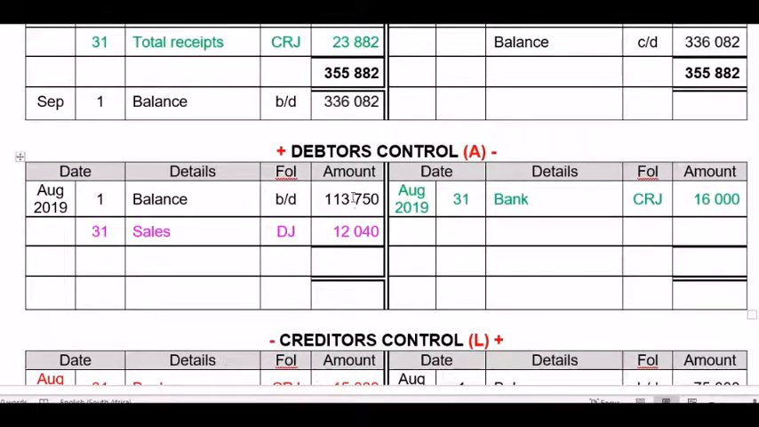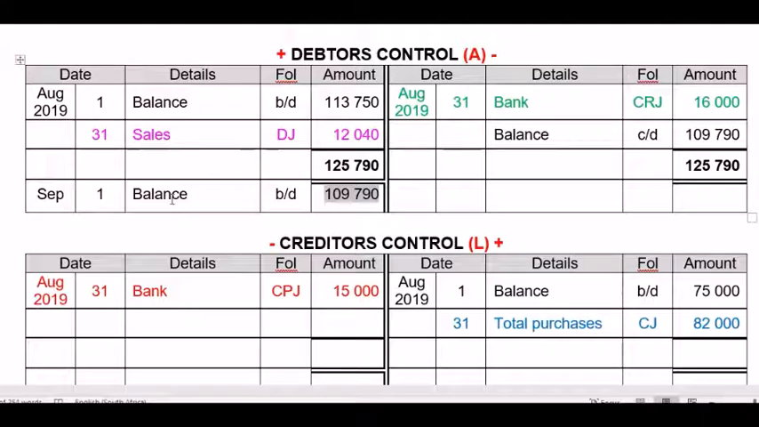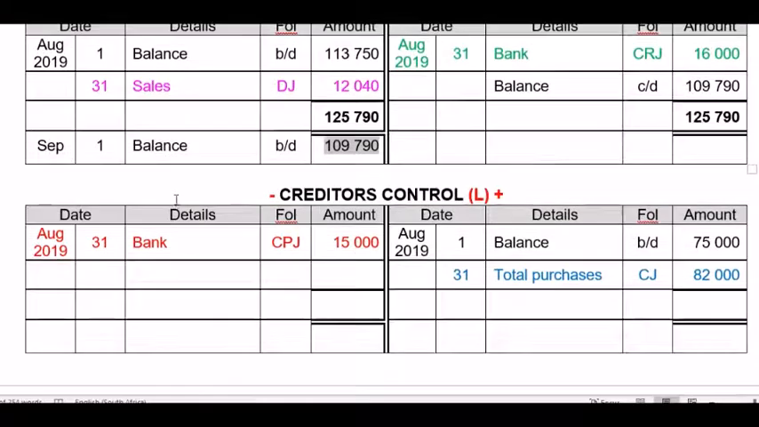Okay, debtors control, same thing. Total the plus side, write the answer in both double lines. Subtract the two values on the minus side. Get the answer, write it there. That's the balance that you will carry down to the 1st of the next month on the opposite side. Okay, and what this actually means in terms of debtors control is when September starts, the total amount of money that people owe us is 109,790 Rand.